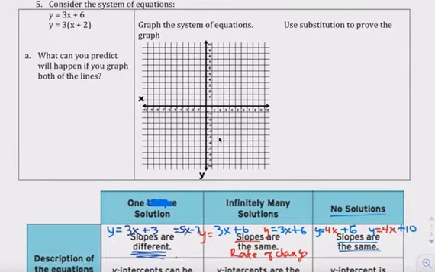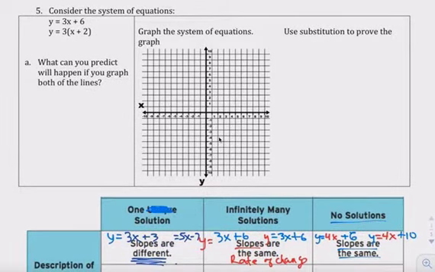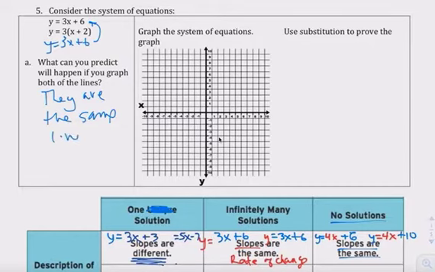Okay? Consider the system of equations. So here it is. Graph. What can we predict will happen to the graph? Let's do 3x plus 6. Oh, it's the same. You noticed? Can you predict what will happen to the two lines? They are the same line, one on top of another. So the answer is infinite solutions.